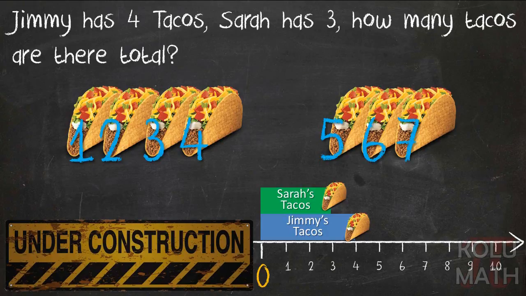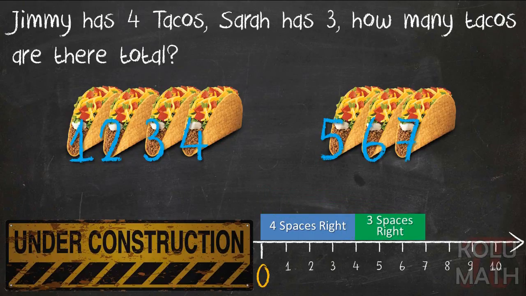You know, I have those blocks that say Jimmy's tacos and Sarah's tacos, but they're not like a tangible object, right? Really, all we're doing is moving that taco pointer. So if you think about Sarah's tacos not so much as 3 tacos, but as 3 spaces to the right, it moves that pointer 3 spaces to the right. Well, Jimmy's tacos moves that pointer 4 spaces to the right. Okay, 4 plus 3 gets you 7.